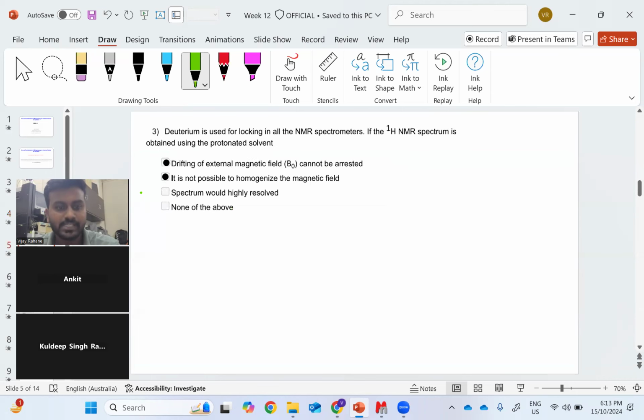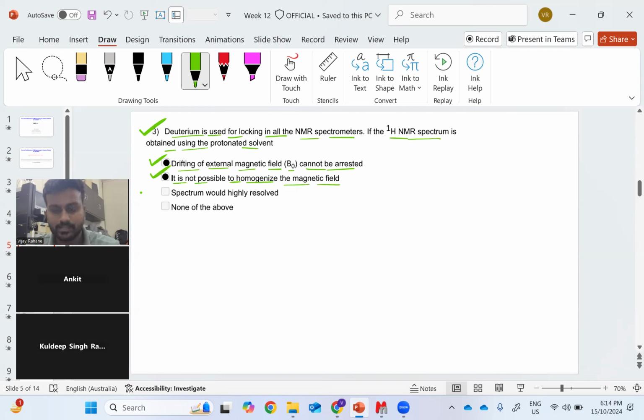In the next question, it is multiple selective questions. In this one, the deuterium is used for the locking in all the NMR spectrometers. So if a 1H NMR spectrum is obtained using the protonated solvent, what will happen? In this case, drifting of the external magnetic field B0 cannot be arrested. And the second is it is not possible to homogenize the magnetic field. So these are the two reasons.